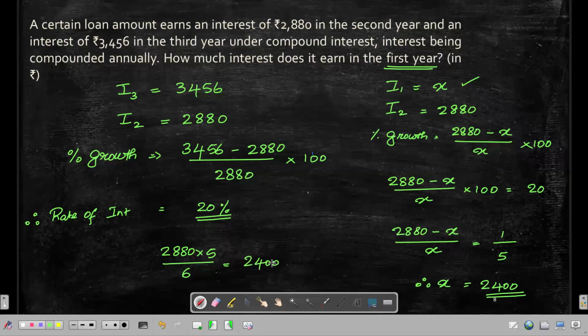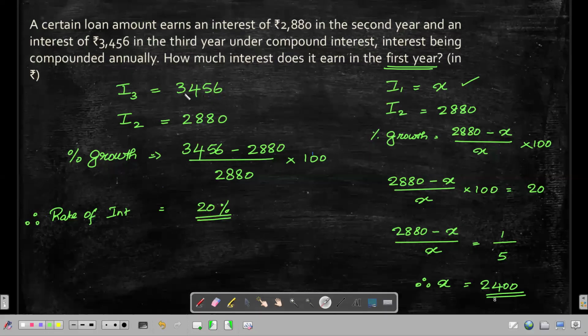You want to verify it? You can do 2880 into 5 divided by 6, and you will get 2400. So that is how the calculation happens. Here X is 2400, the interest it earns in the first year. It comes as 2400 because the growth is the same, 20%, the rate of interest we calculated.